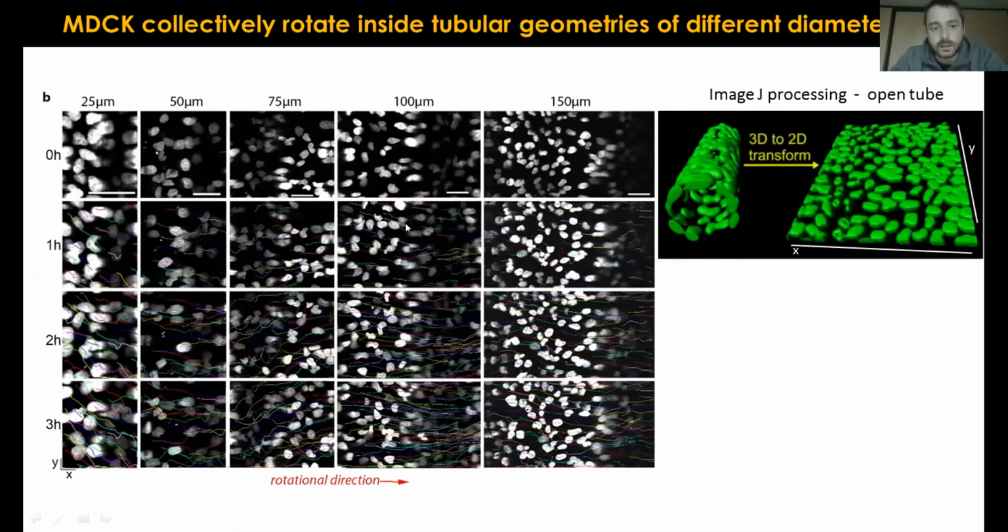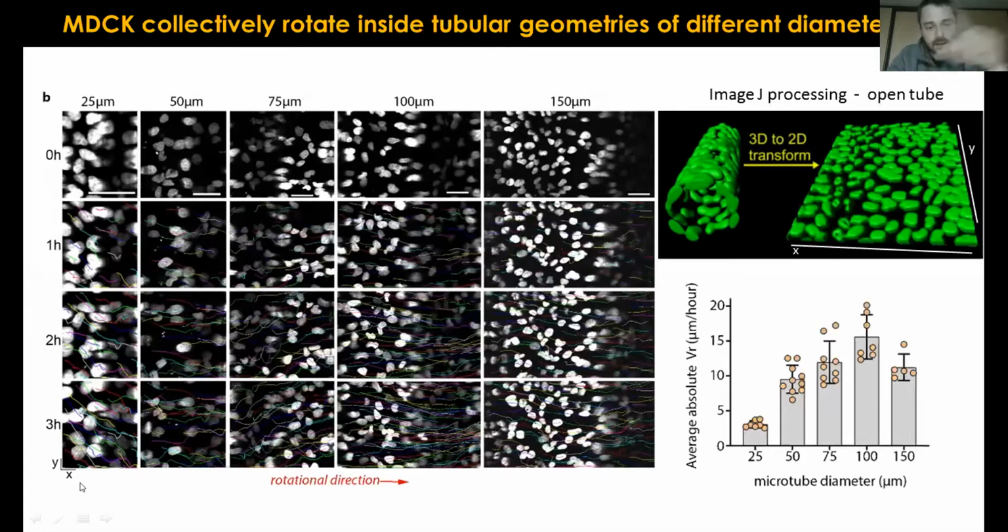And we can track the nuclei movement. And as you can see, each line here represents the movement of one nucleus. You can see that over time, this is the time here, these nuclei all move towards the same direction in parallel lines. You don't have much exchange of neighbors, and it shows that basically you have a collective rotational movement. And if you look at the velocities, you can see that there is an increase in rotational velocity from 25 micrometer diameter tubes up to 100 micrometer diameter tubes. We have the peak velocity, and then the velocity starts to drop again at larger diameters.